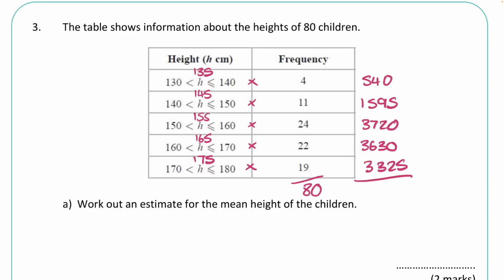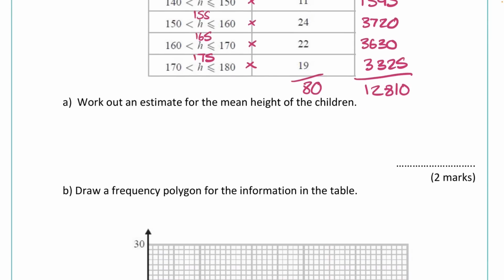So if we add these up, 3630 plus 3720 plus 1595 plus 540, and that is equal to 12,810. So the overall estimated total height is 12,810. We need to divide that by 80. I'm going to write it as a fraction. So divide by 80, and that comes out as 160.125. And always check with your average here, particularly for the mean, that the answer makes sense.